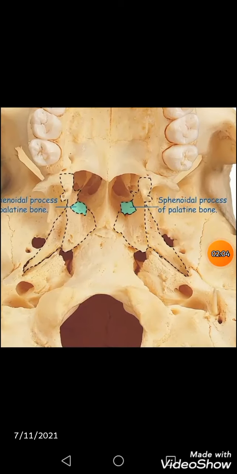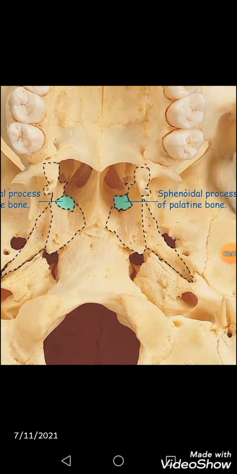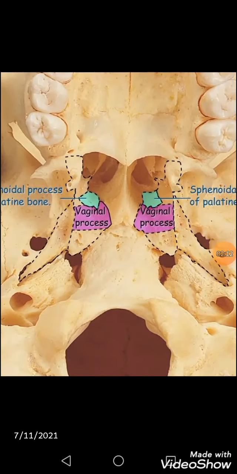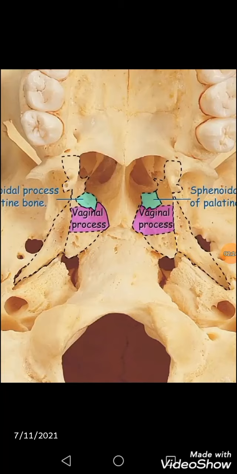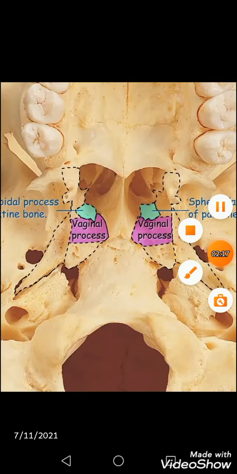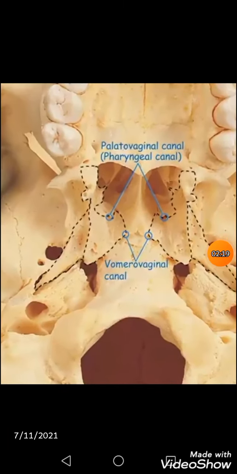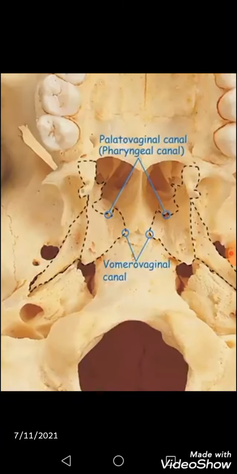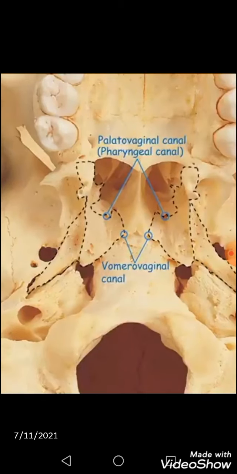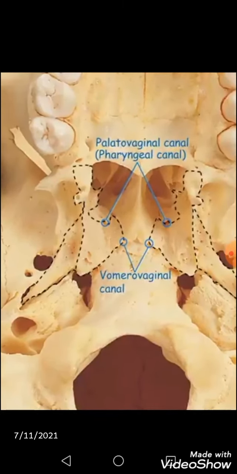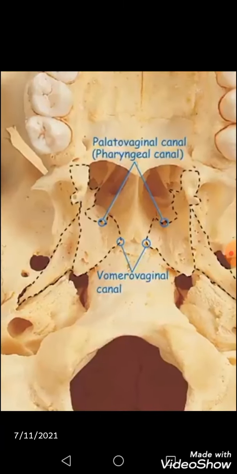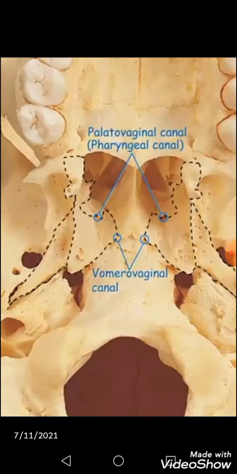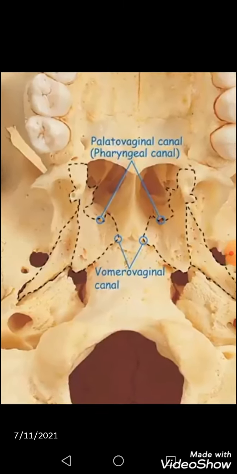And now you can see the sphenoidal process of the palatine bone. And just below that, you can observe the vaginal process of the medial pterygoid plate. And now you can see that on the adjacent side of the vomer bone, we have two canals. The medial canal along with the vomer bone is called the vomerovaginal canal, and the canal along the medial pterygoid plate is called the palatovaginal canal, or you can name it the pharyngeal canal.